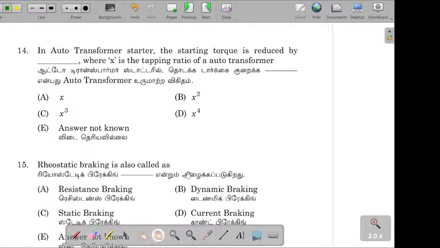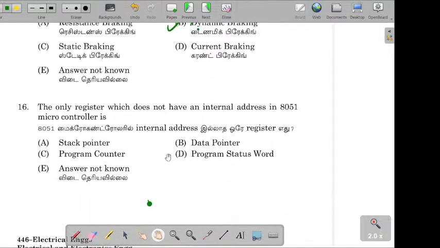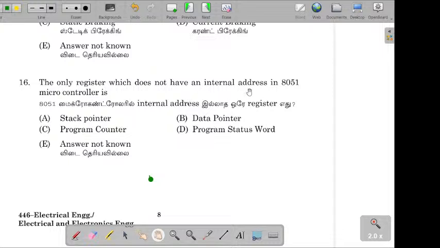In auto transformer starter, the starting torque is reduced by dash, where X is the tapping ratio of an auto transformer. It will be of X square. Rheostat braking is also called as dynamic braking. These are basic questions. The only register which does not have an internal address in 8051 microcontroller is program counter. Beyond that, all the rest have an internal address. Okay?